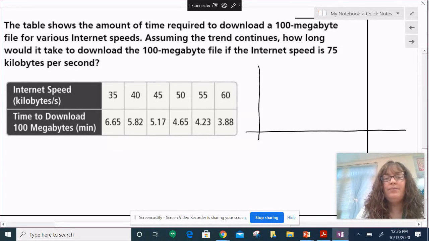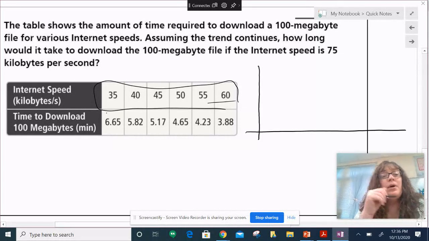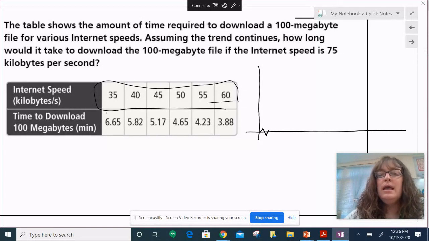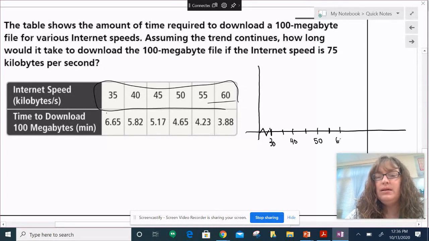I'm going to look at my x values. X values are here on top. It looks like we're going between 35 and 60. So if you'll remember, that means I can put this little break in my graph. That just means I'm skipping some material in this graph as I'm going. And so in this case, I'm just going to start here at 30, and then 35, 40, 45, 50, 55, and 60. And that seems to get me the information that I need.